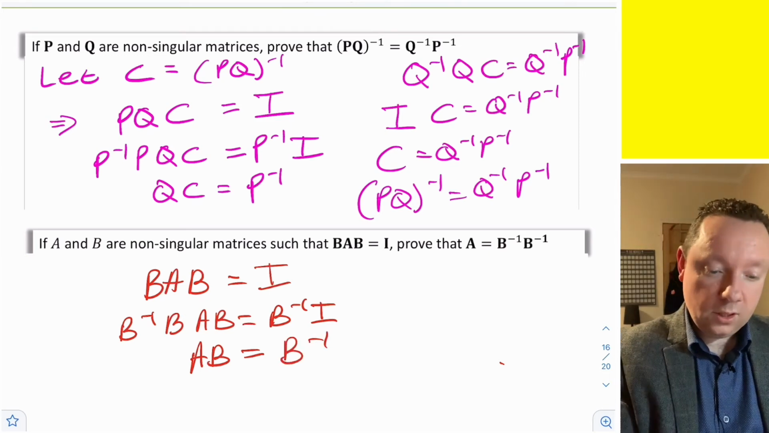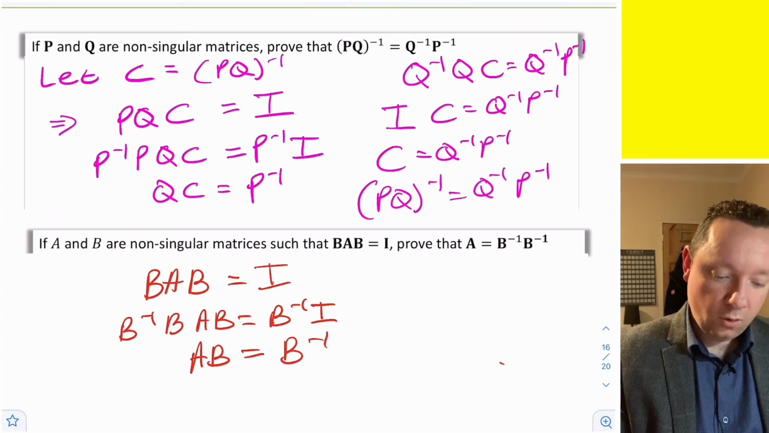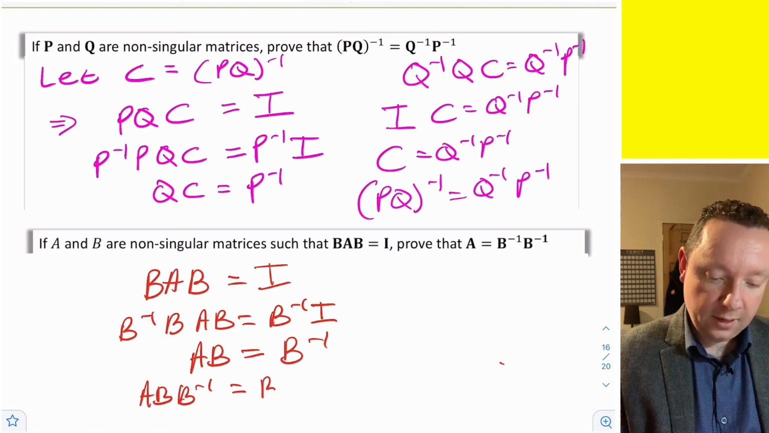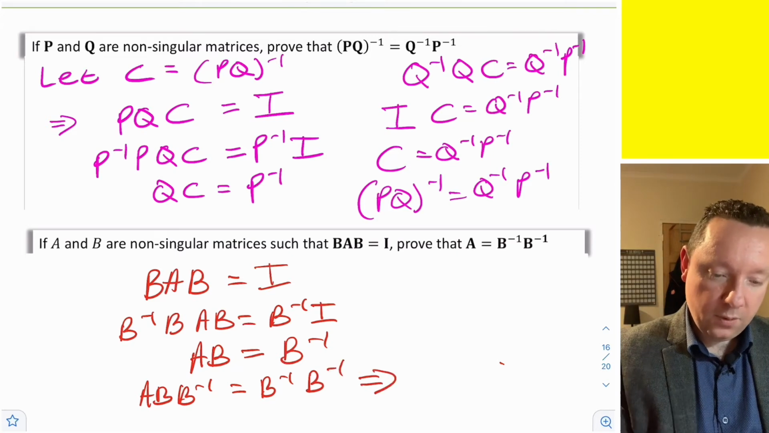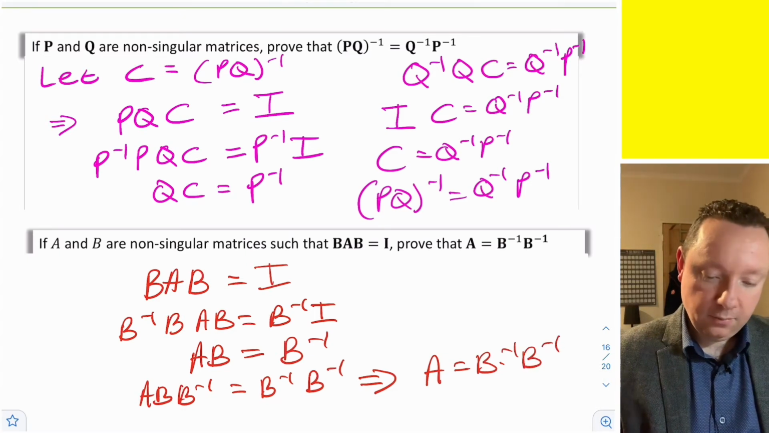So now, since we want to have A on its own on the left-hand side, we can just times this side by B inverse. So we've got A B B inverse equals B inverse times another B inverse. That implies that A equals B inverse, because this is just the identity times A, which is A.